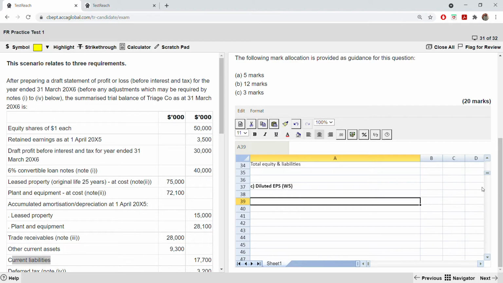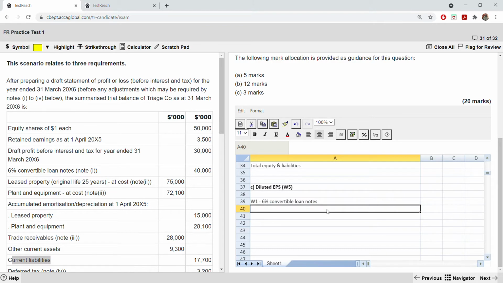So now let us start with the working. First it is working 1. You can even write W1. W1 is for 6% convertible loan notes. Name it, and make it bold so you know the heading: 6% convertible loan notes.